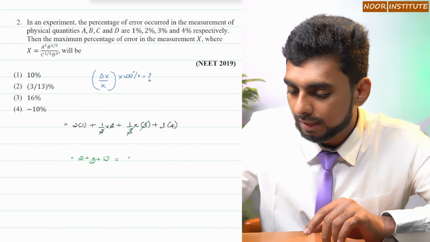So the answer here is option 3. This too is an easy sum. You should be clear with this one. Let's move on to the next one. The next sum is a vernier caliper based sum. Let's see what it is.